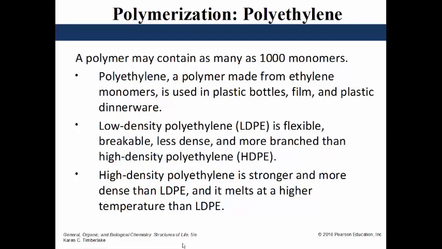An example here, polyethylene is a polymer that is made from ethylene monomers and is used in things such as plastic bottles, film, plastic dinnerware. And it comes in two different forms: low density polyethylene and high density polyethylene. The low density, or the LDPE, is very flexible, breakable, less dense, and is more branched than the high density form. The high density form is much stronger and a lot more dense than the low density version, and it melts at a higher temperature than LDPE.